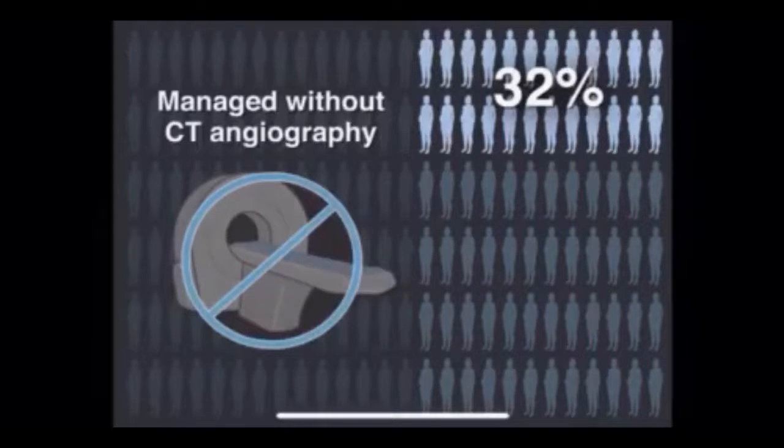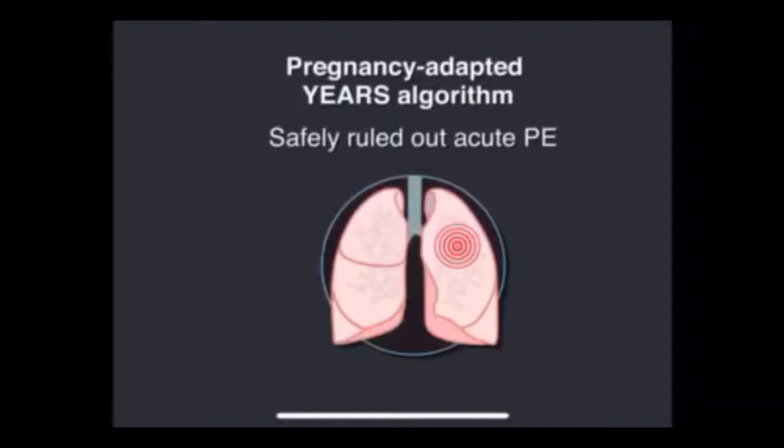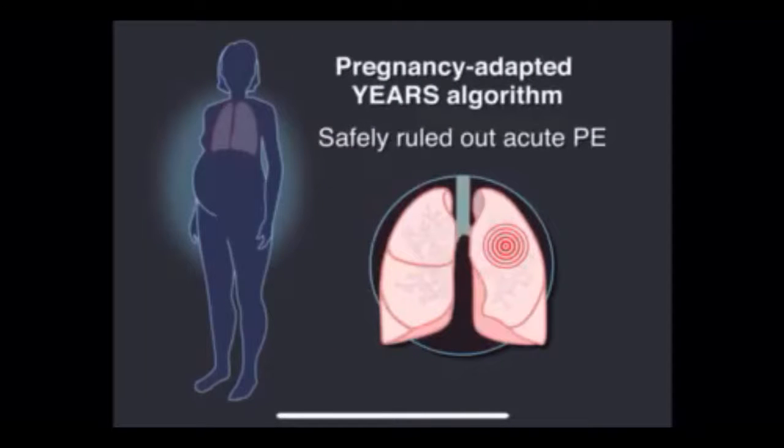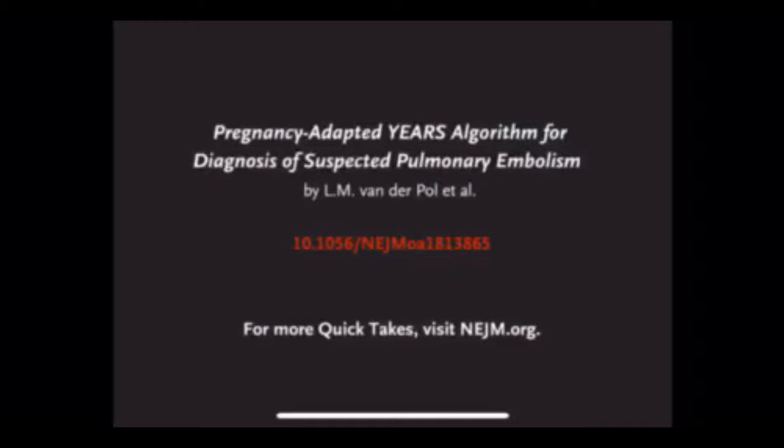The authors conclude that the use of the pregnancy-adapted YEARS algorithm safely ruled out acute pulmonary embolism in pregnant patients referred for suspected pulmonary embolus. Full study results are available at nejm.org.